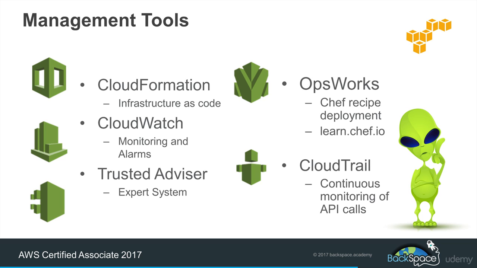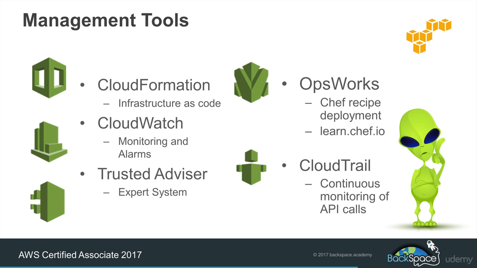We also have OpsWorks, and that is another deployment tool like CloudFormation, but it uses chef recipes. It doesn't use a JSON template, it uses chef recipes for deployment of that infrastructure. You don't need to be an expert in chef for the AWS Certified Associate course, but if you want to learn about chef, go to learn.chef.io, and there's some very good resources there on that. But again, you don't need to know chef to pass the AWS Certified Associate exam. You just need to know the basics of OpsWorks and understand that chef is what is driving that.